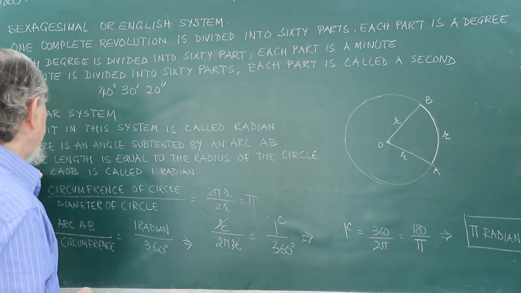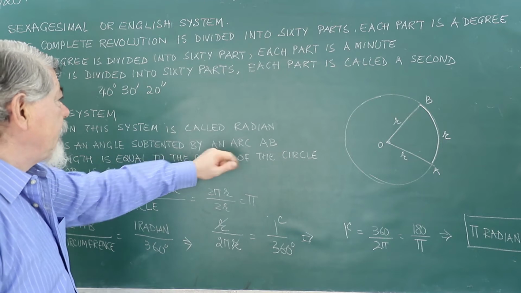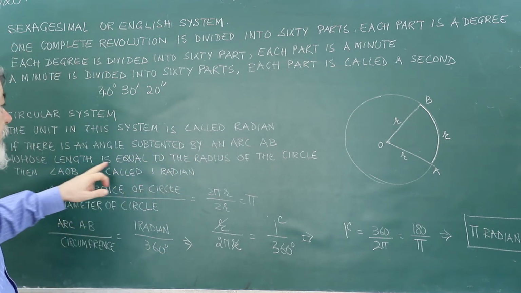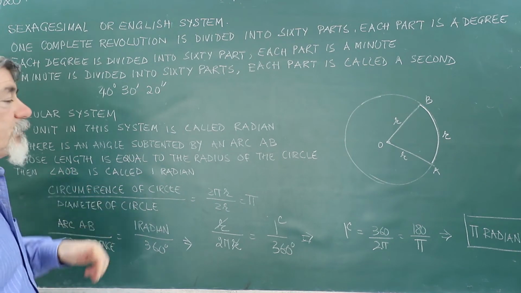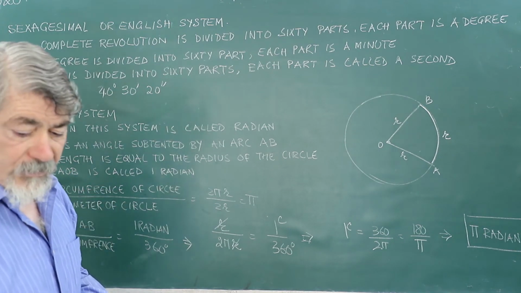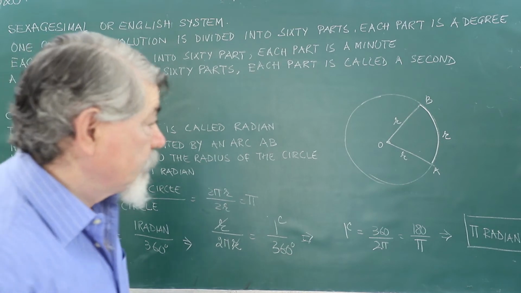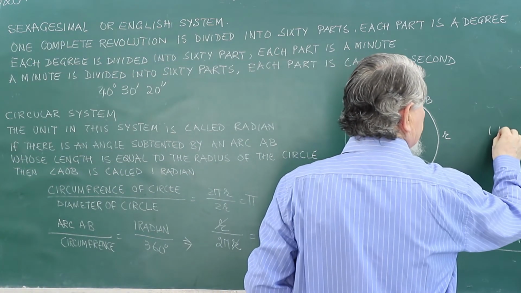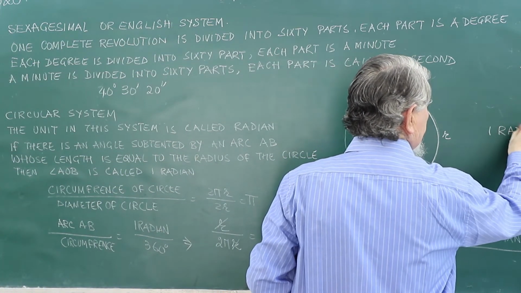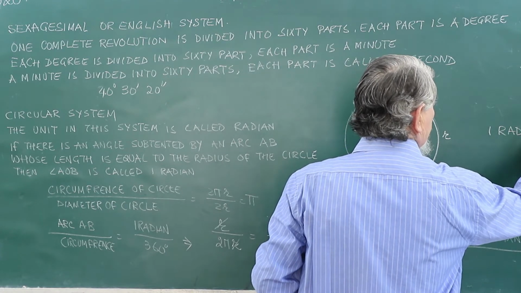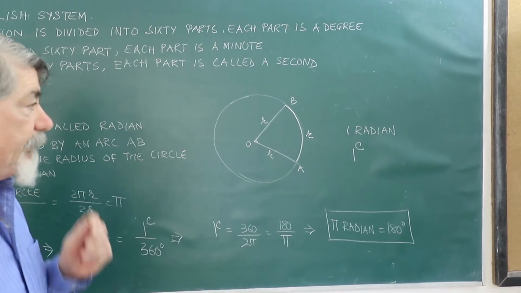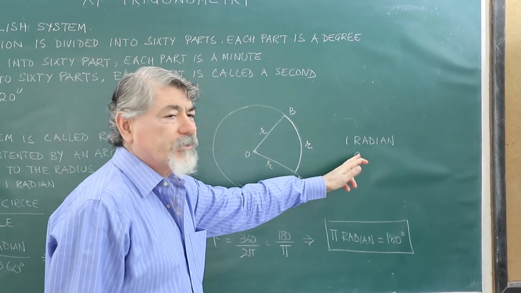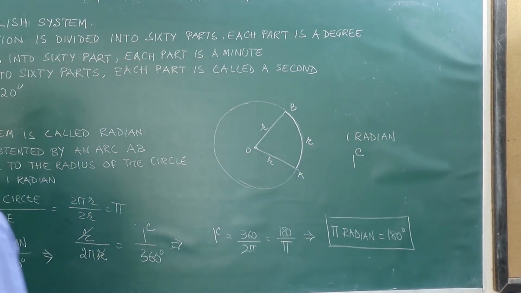That is what we have written. If there is an angle subtended by an arc AB whose length is equal to the radius of the circle, then angle AOB is called 1 radian. And also 1c. On top of 1 we put a small c which represents radian.